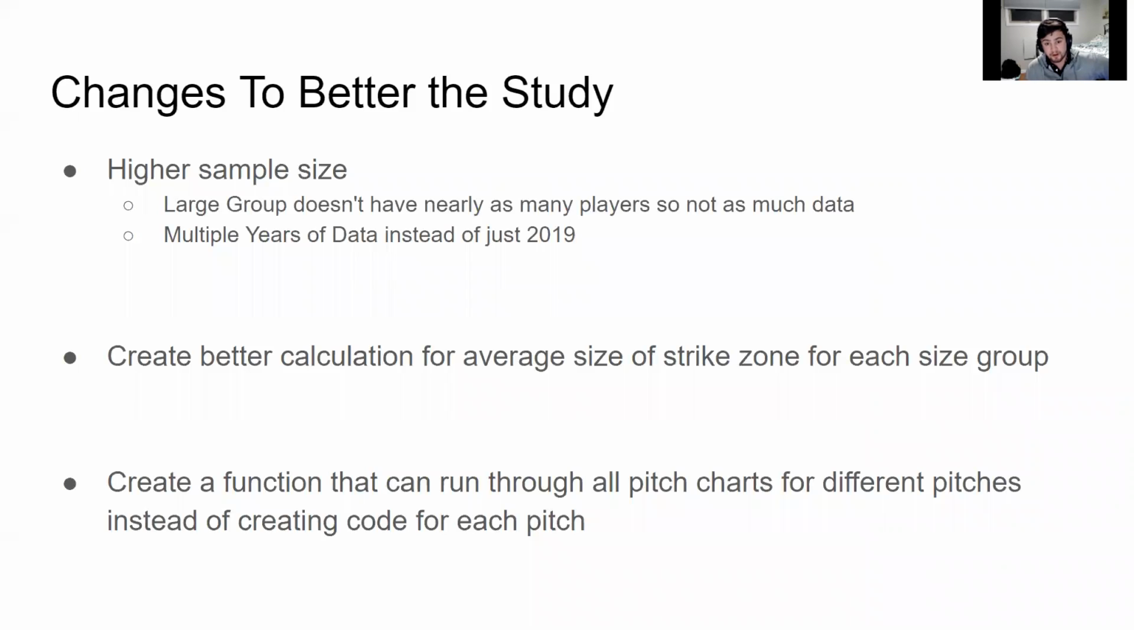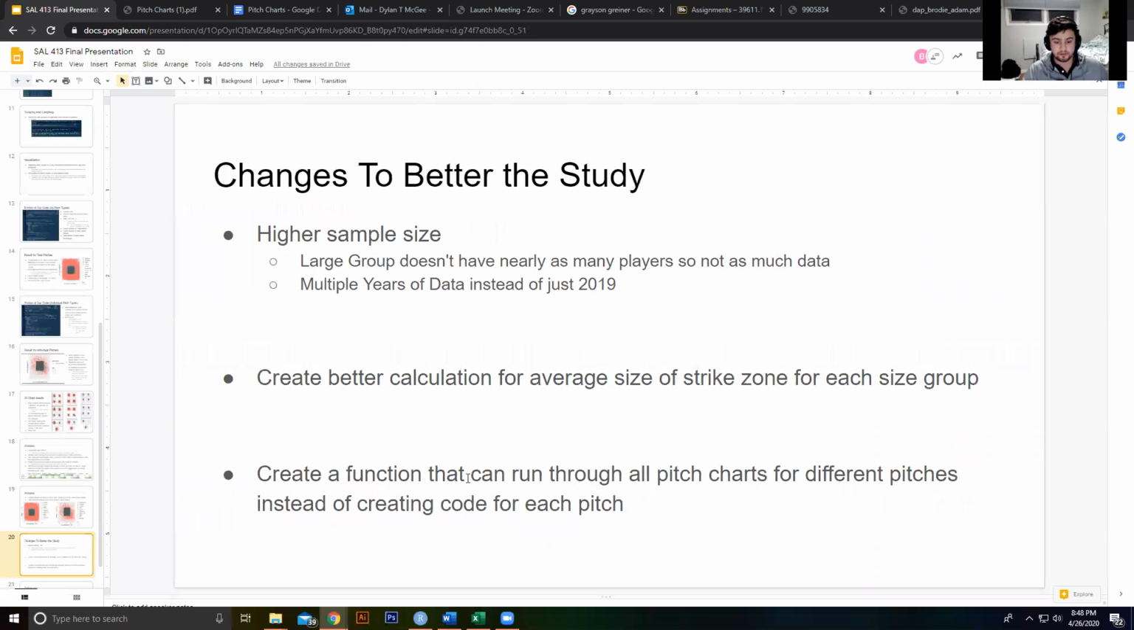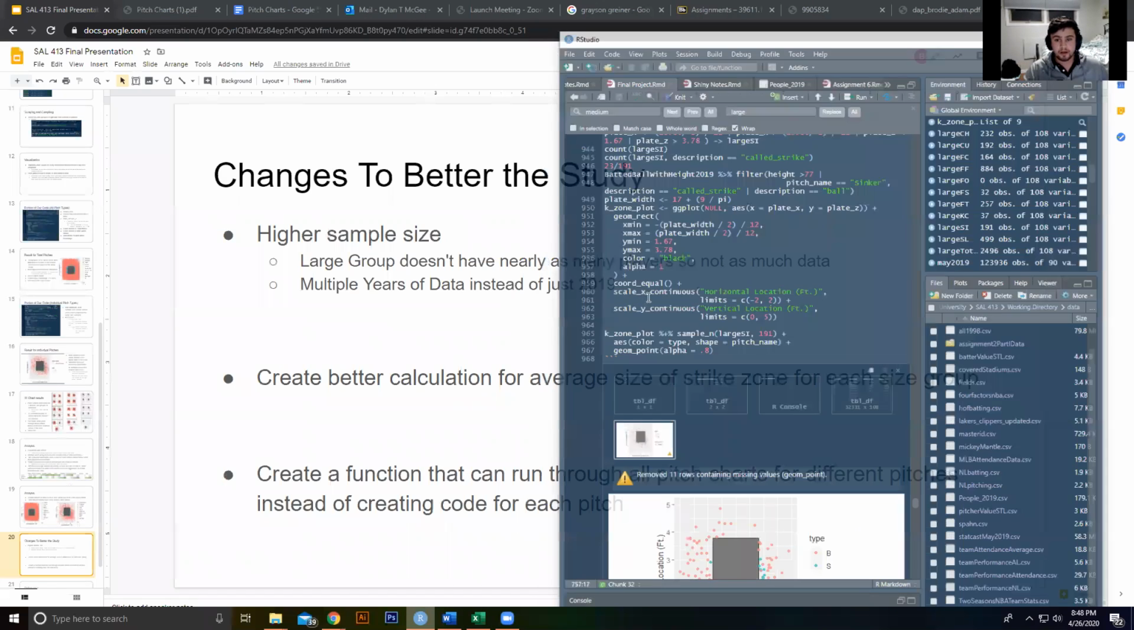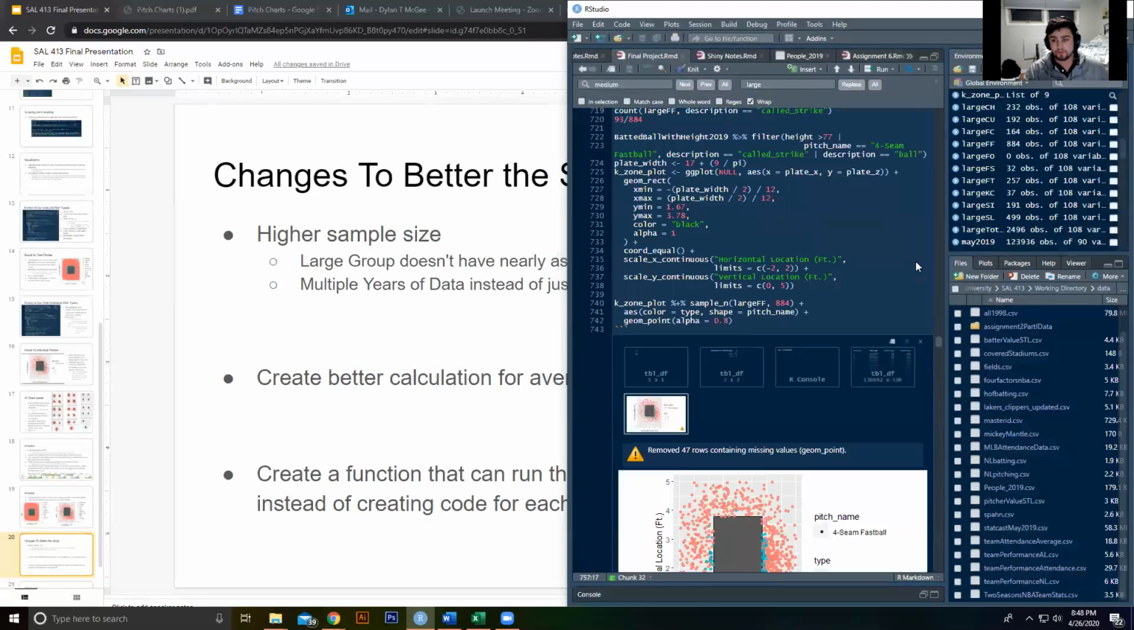Also, create a better calculation for the average size strike zone for each group. This would probably take some more advanced research, but we do believe our strike zones are relatively accurate, and we broke them down as evenly as possible, but there probably is a more efficient way of creating a more ideal zone for those average height groups. And lastly, create a function in R that can run through all pitch charts for different pitches instead of creating code for each pitch. If you look at our RStudio code, we did end up having over 1,000 lines of code.